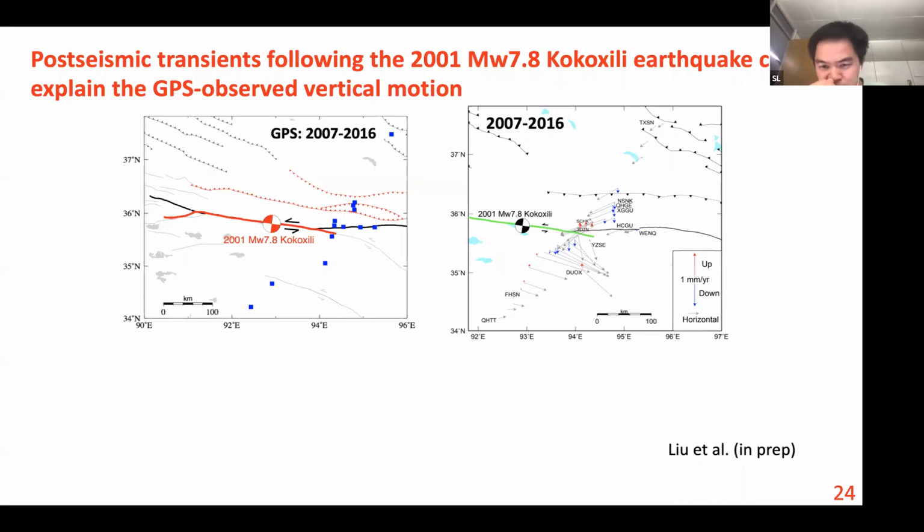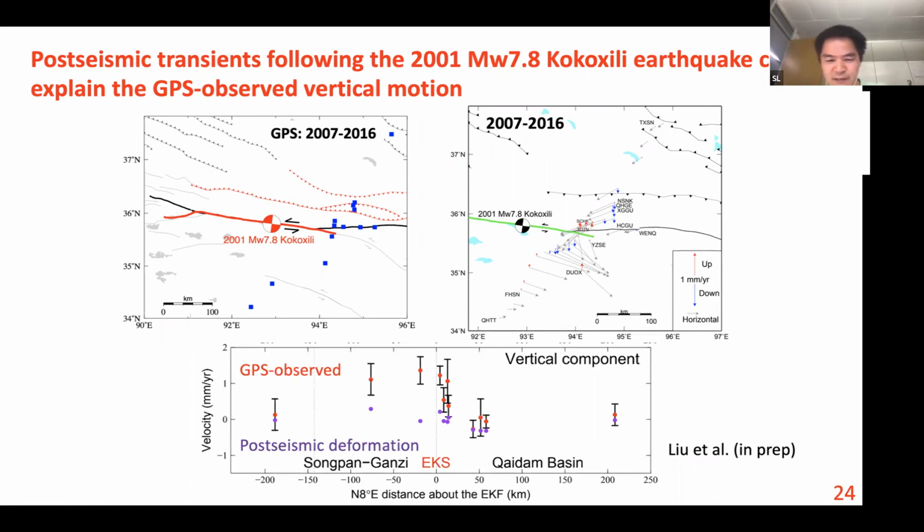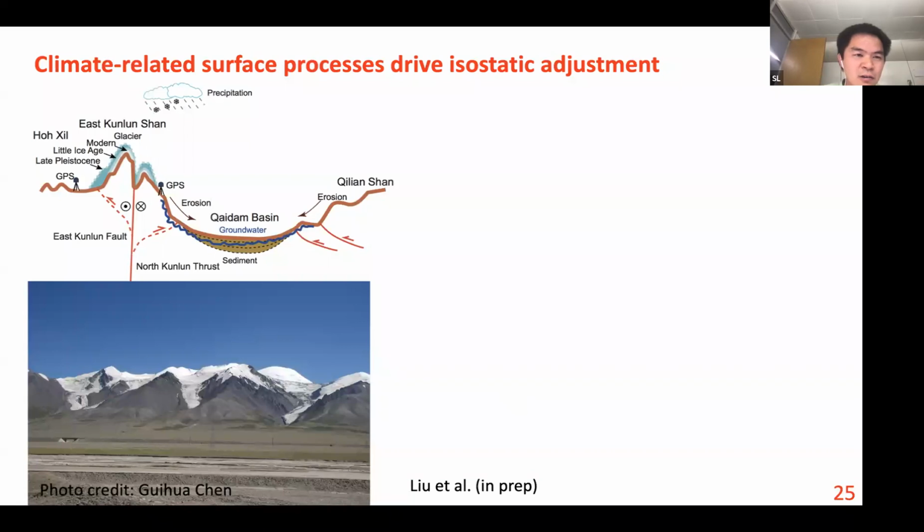Our preferred model gives very subtle subsidence to the south and very subtle uplift to the north of the 2001 rupture. And further away, we also see very small subsidence and uplift. Once we plot this along this profile, we found that post-seismic deformation cannot explain the GPS-derived vertical motion. Also, we consider how the isostatic adjustment driven by the climate-related surface processes contributes to the GPS-derived vertical motion.